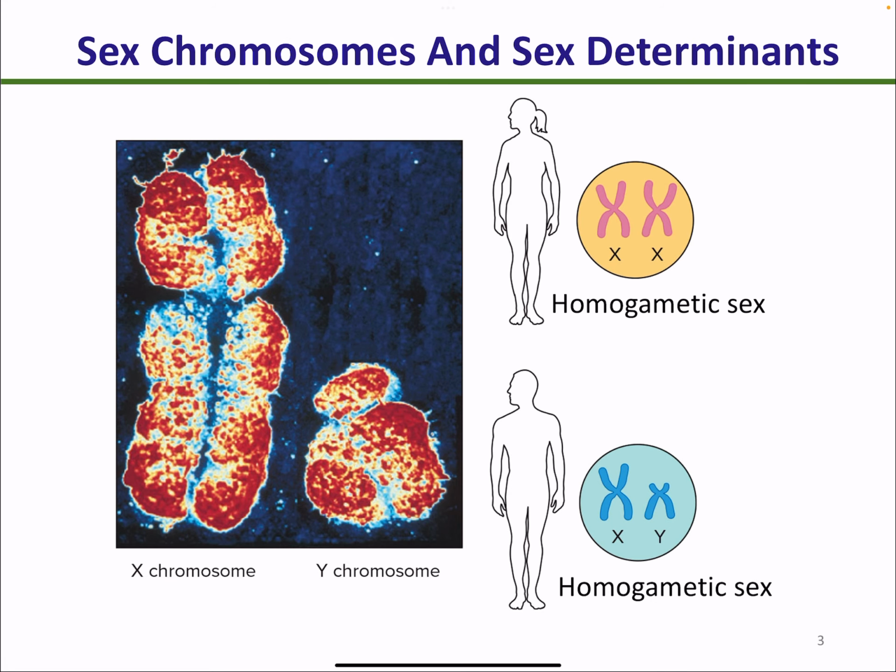So now let's take a look at sex determination and sex chromosomes. In human, an individual who has the chromosomes X and X, these individuals are females. Homogametic sex means homo, same, gametic, gametes, right? Then individuals who are male are going to have an X chromosome and a Y chromosome.